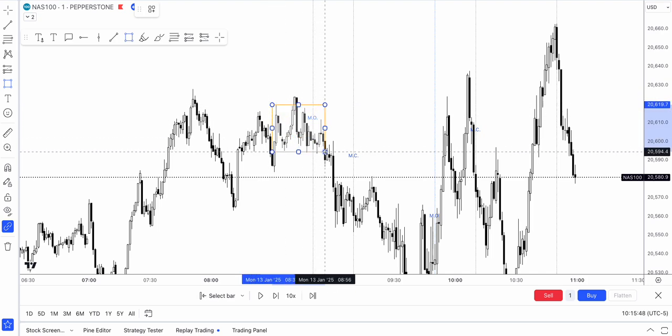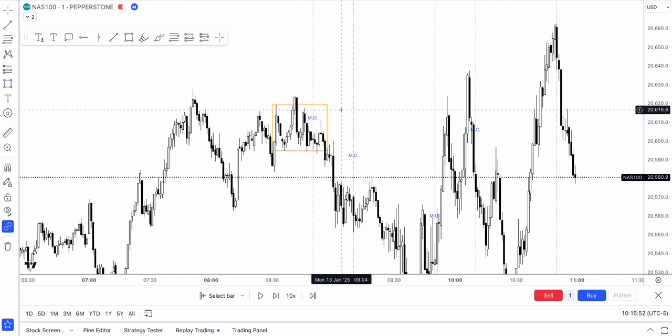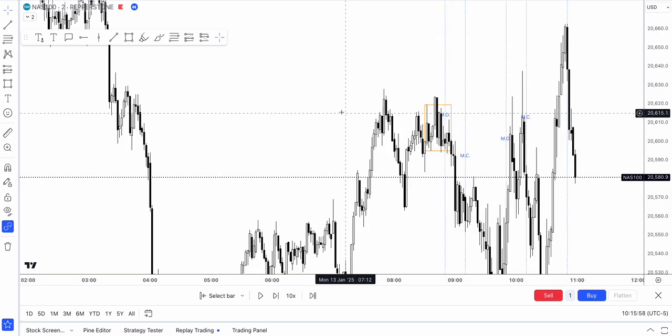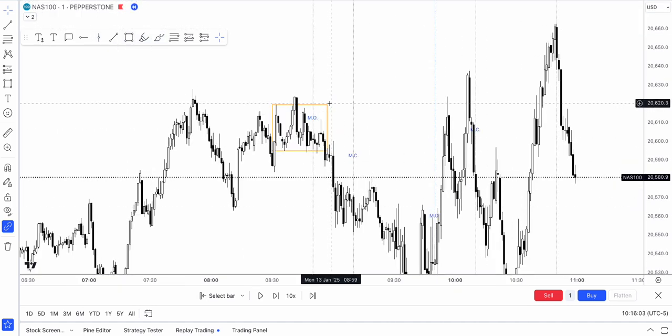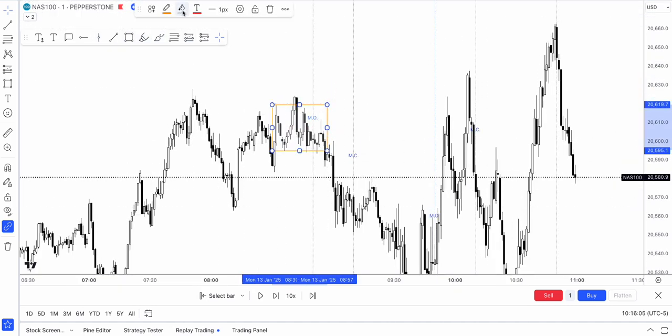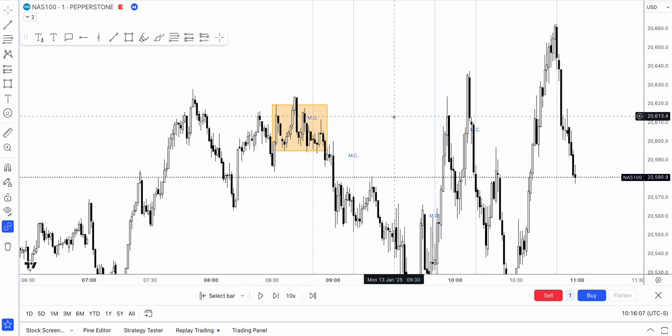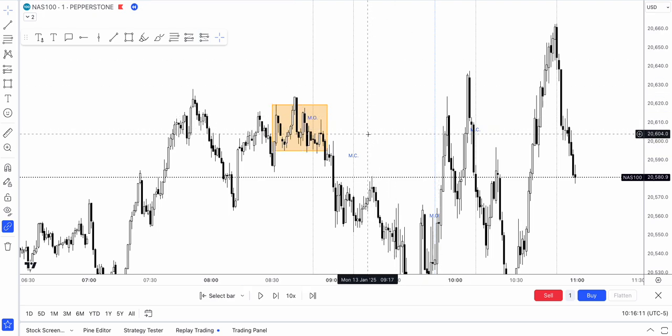And here, this could be a little bit of a forced entry here. Let me see. Let's try it in the 2-minute and see if it's any different. Yeah, this will be a difficult one.